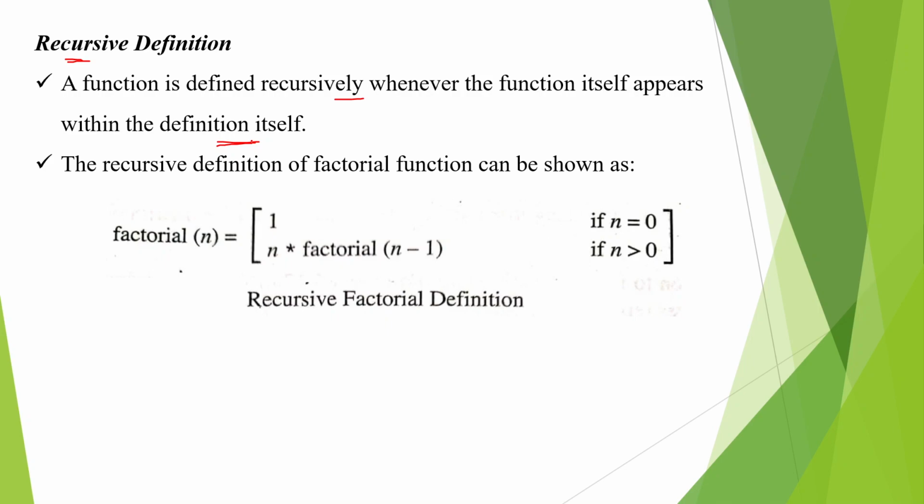So within the definition, we call the same function. That is what the process of recursion means. So a recursive definition to find the factorial of a given number is given here. Just see, factorial of n will be 1 when n value is 0.